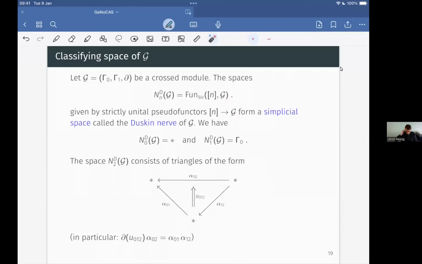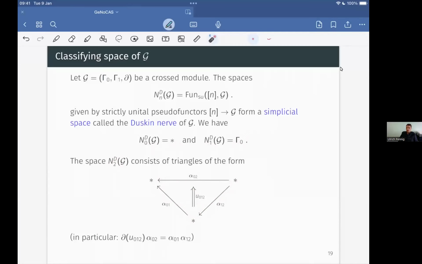And if that is all a bit much, then I just put down what the first few spaces look like. So the 0th space is just a point. The 1 space is just gamma 0, so the space of 1 morphisms. And then the second space that you get consists of triangles of this form, where you have 1 morphisms like this. And notice that this u in the middle here should be a 2 morphism between the composition of those 2 and this one here.